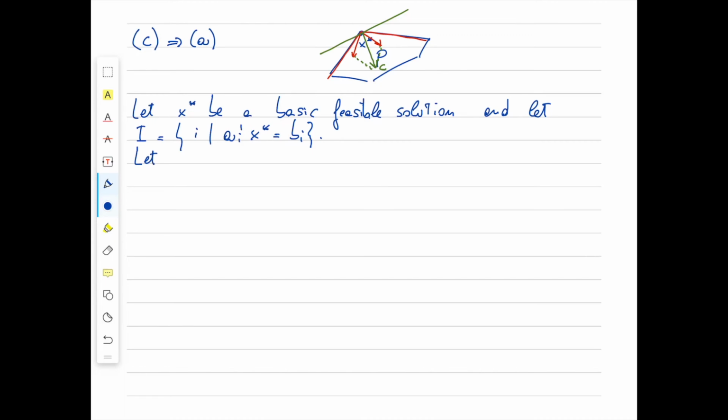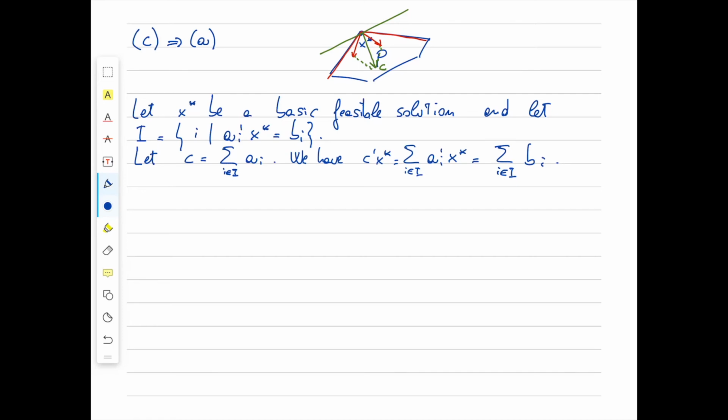Let's define immediately our c vector. So it's the sum of all the a_i for all i in I. Let's first look at the objective value of x star. We have c transpose x star equal to the sum for i in I of a_i transpose x star, which is exactly the sum of b_i for i in I, from the definition of capital I.